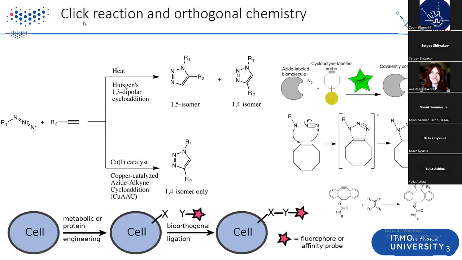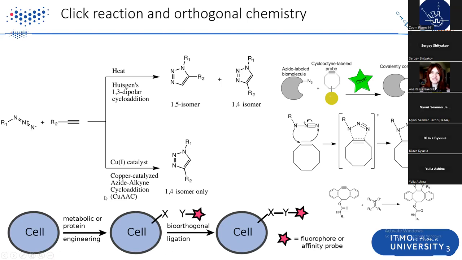So what is the other project I would like to talk about? The project is related to click chemistry and the click reaction. And here I'm also putting the orthogonal chemistry. What is it good for? Why are we interested in this reaction? Because this reaction is very promising in terms of the generation of synthetic data. And for this, you only have to provide a small number of reactants.